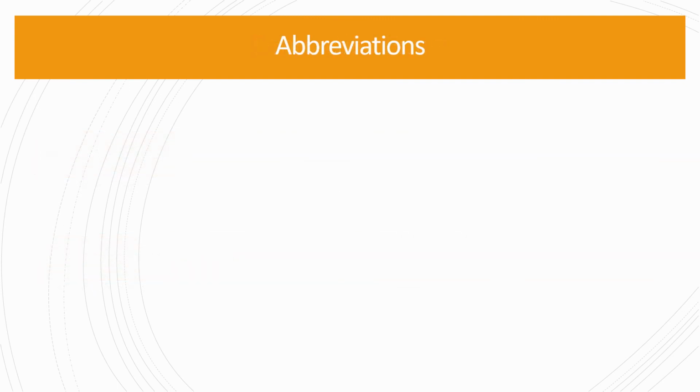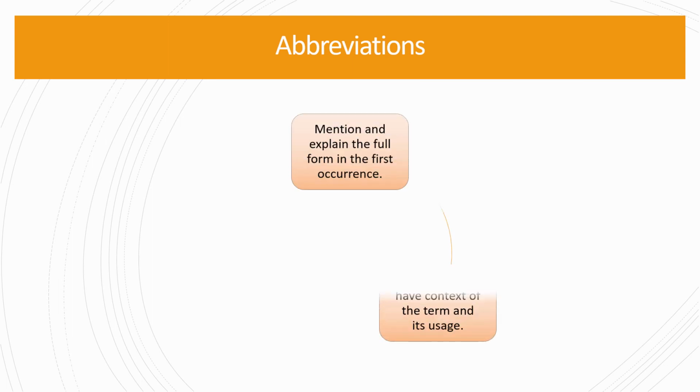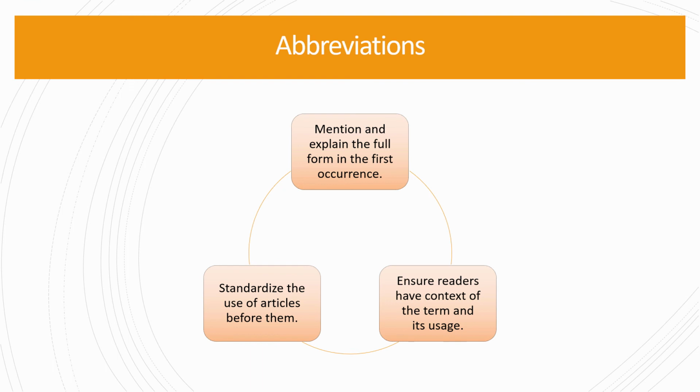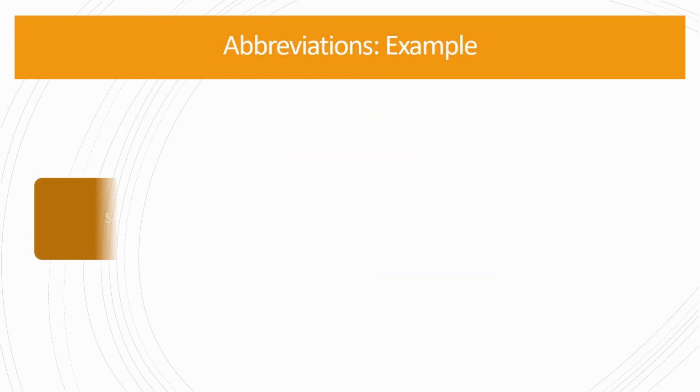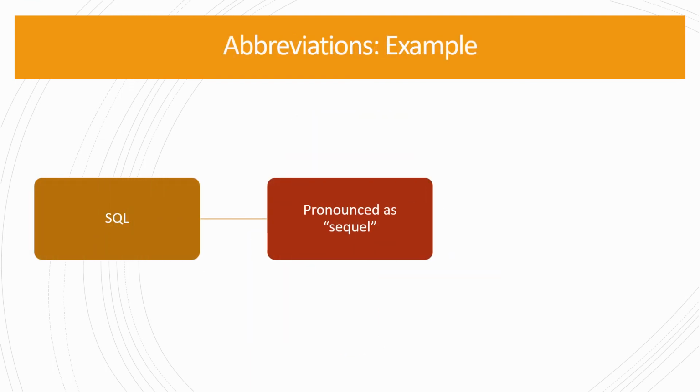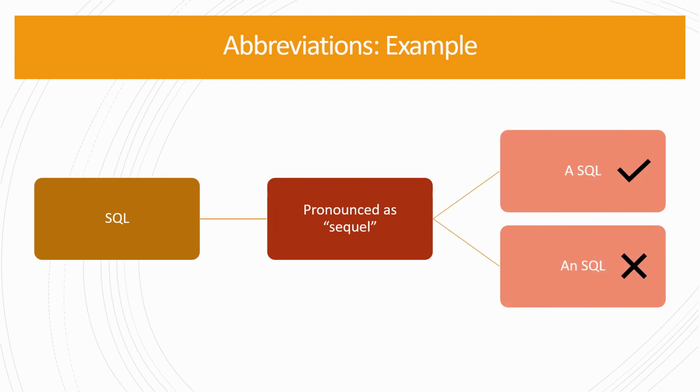Now let's talk about abbreviations, since they are necessary in any technical content. While using abbreviations, make sure you mention and explain the full form in the first occurrence. Ensure readers have context of the term and its usage. And standardize the use of articles before them. For example, SQL is pronounced sequel, and hence we write it as a sequel, not an sequel.